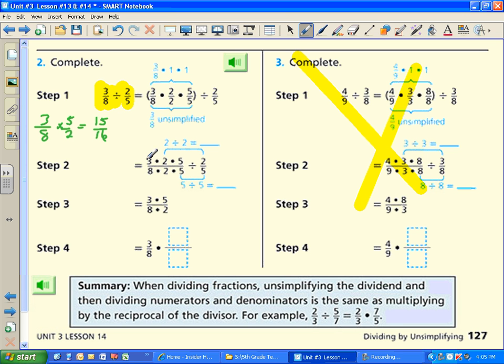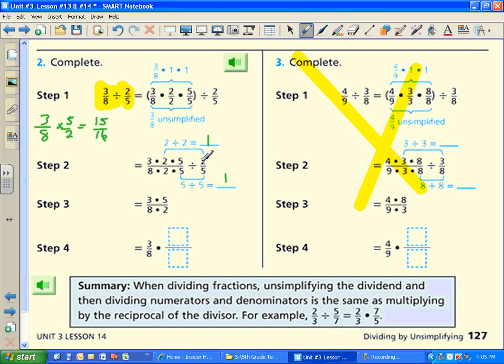Now take it to step 2. Now you have 3 times 2 times 5 and 8 times 2 times 5. Now 2 divided by 2 is 1. 5 divided by 5 is 1. So you just got rid of that, and now you're down to 3 times 5 and 8 times 2.